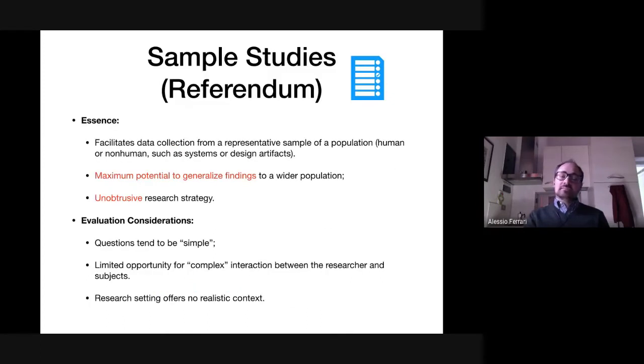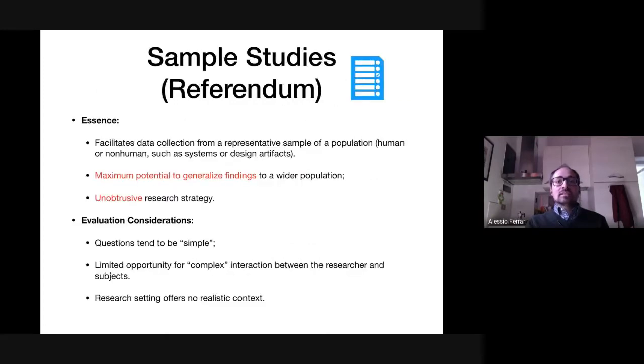The essence is that sample studies allow the maximum potential to generalize the findings to a wider population. So I reach more people, and so my findings may be valid for a larger population with respect to what I find with a case study, and it is unobtrusive. So I don't transform the setting. The evaluation consideration is that questions tend to be simple and there's no complex interaction, and you may ask questions about real context, but they are just opinion. Again, like the judgment studies, you have no reference to a realistic context.